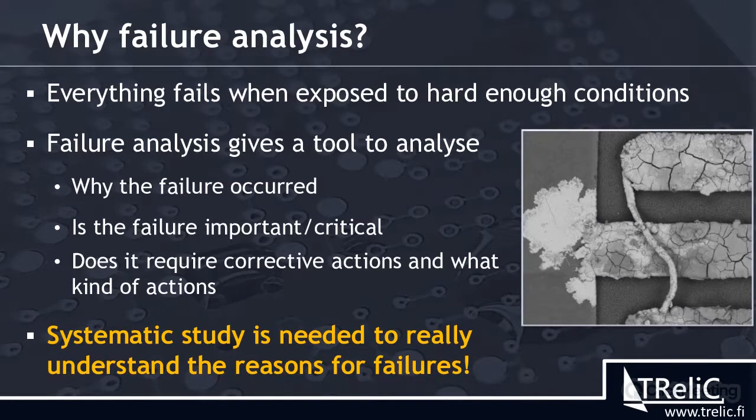Sometimes the failure can be just random or something due to misuse or something like that. And maybe in that case, we don't actually want to improve the product, maybe give better instructions how to use the product. So it's very important to understand why the failure has happened to be able to take the right actions after that. And to understand why things fail, we need to conduct a systematic study about what happened and what affected the results, and what are the main reasons for the failure.